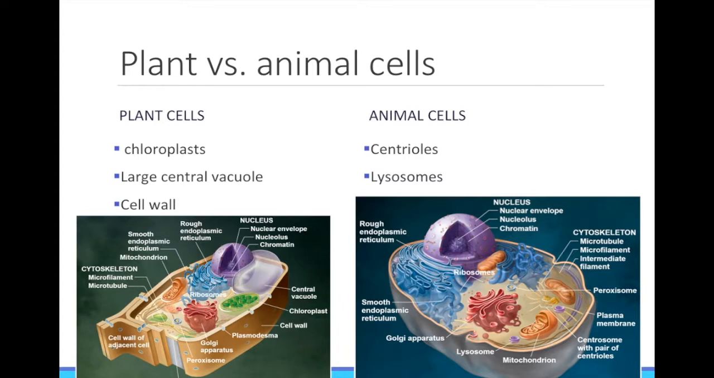One good technique for studying these last two slides of similarities and differences is making Venn diagrams. Try to make one for the differences between prokaryotic and eukaryotic cells, and then make another one for plants versus animal cells.